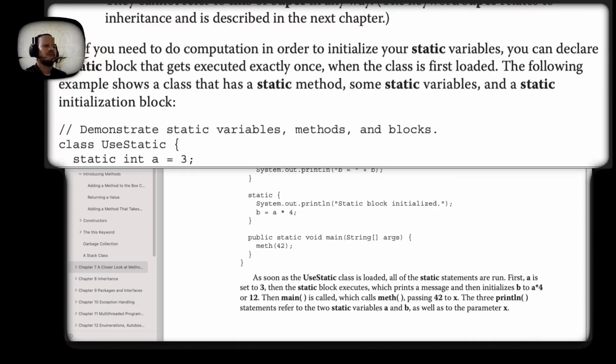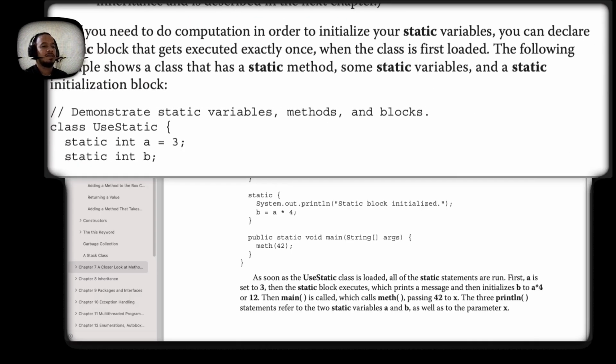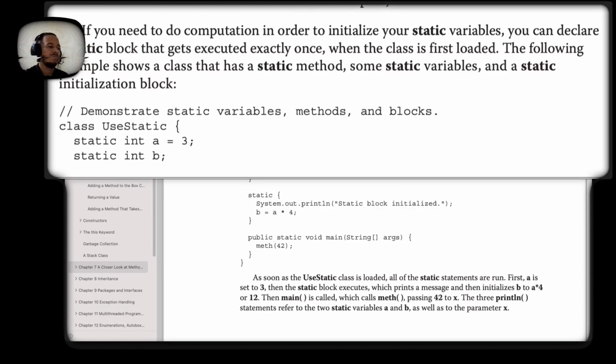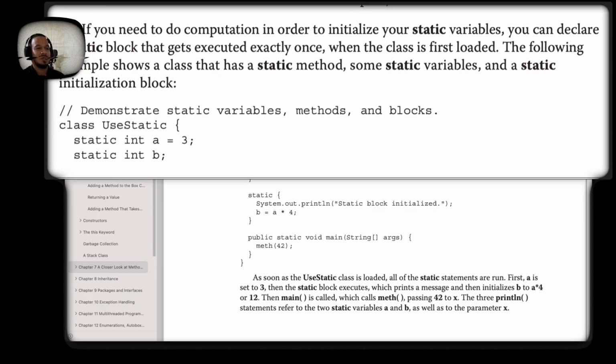If you need to do a computation in order to initialize your static variables, you can declare a static block that gets executed exactly once when the class is first loaded. The following example shows a class that has a static method, some static variables, and a static initialization block. Ooh, this is very nice.